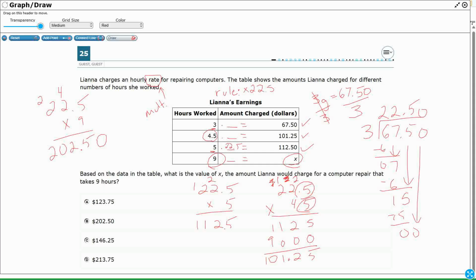We also could have just figured out, you know what? If it's 67.50 for 3 hours, if you multiply that by 3, guess what you're going to get? You're going to get that same thing. So our answer is B.